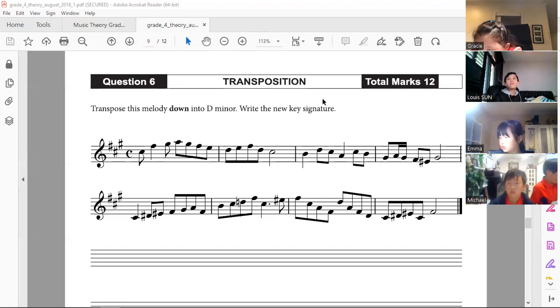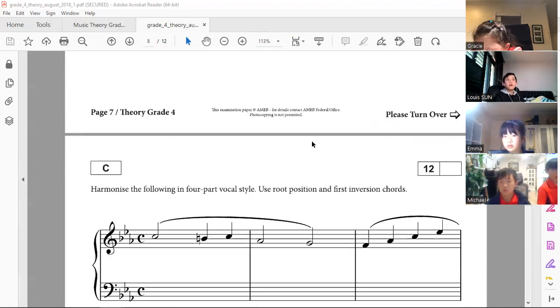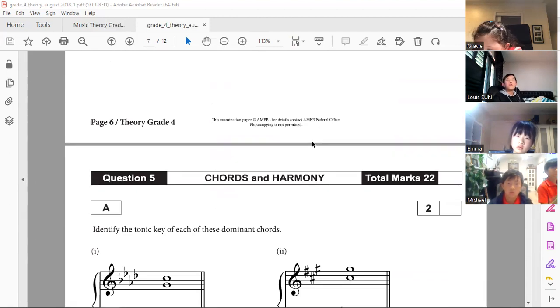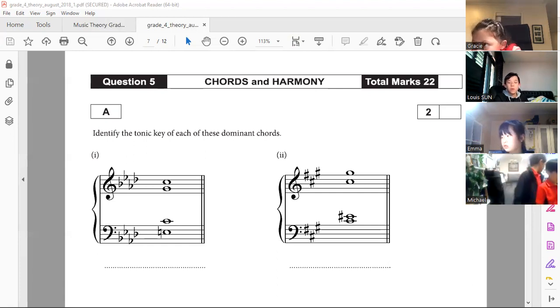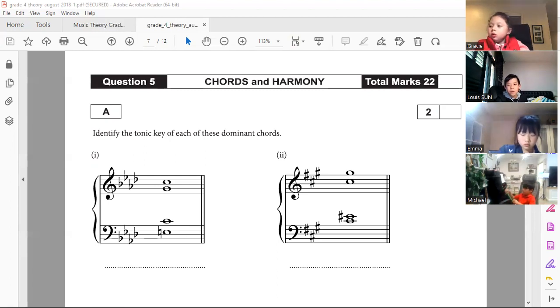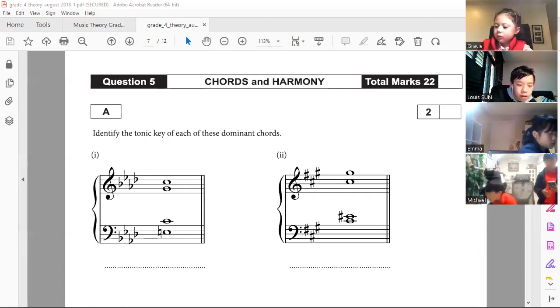Okay, so we have 10 minutes left. Honestly, I don't know what we could do in 10 minutes, except we gotta continue on from what we did last week. We did a bit of how to proceed perfect cadences last week. So let's wait for Michael.